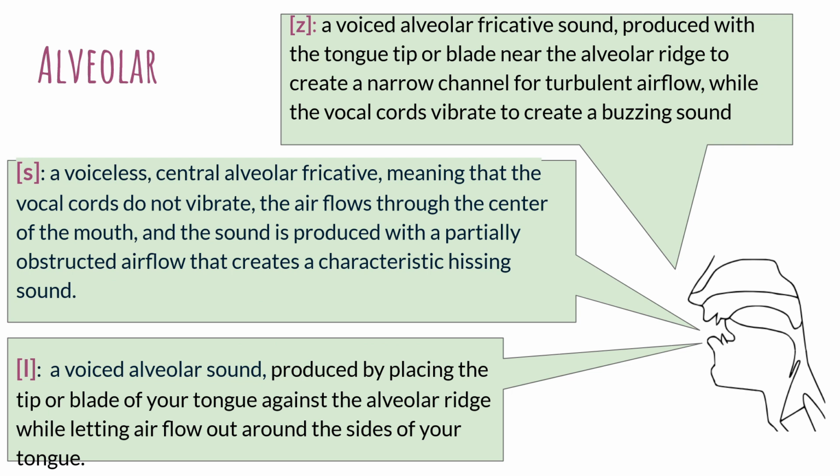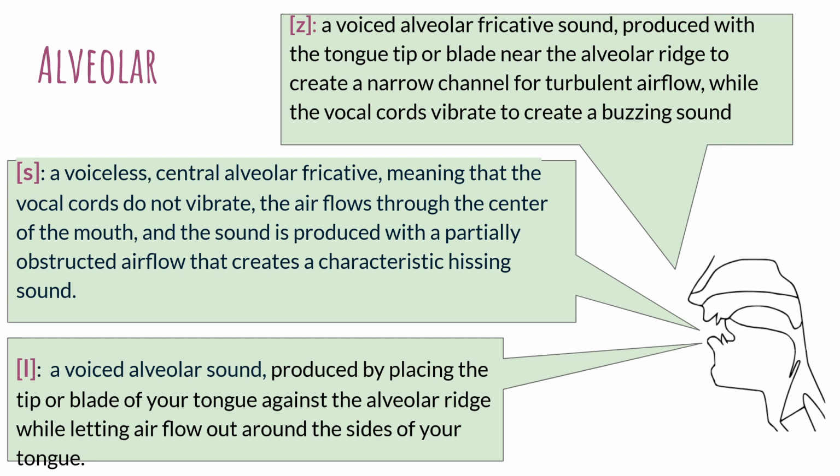The sound z is a voiced alveolar fricative sound. It is pronounced with the tongue tip or blade near the alveolar ridge to create a narrow channel for turbulent airflow, while the vocal cords vibrate to create a buzzing sound.